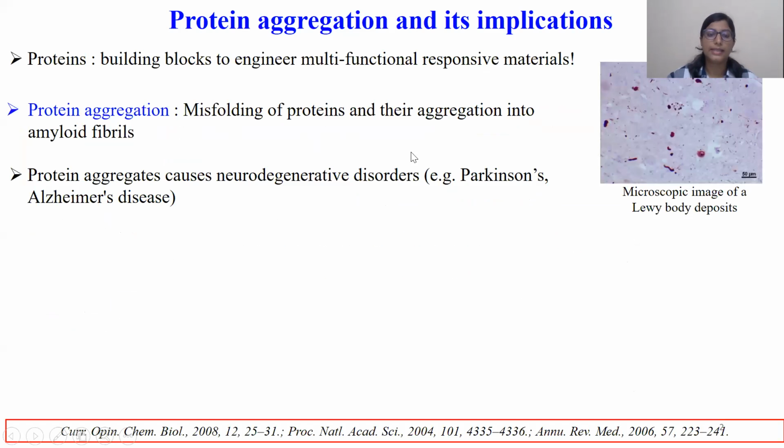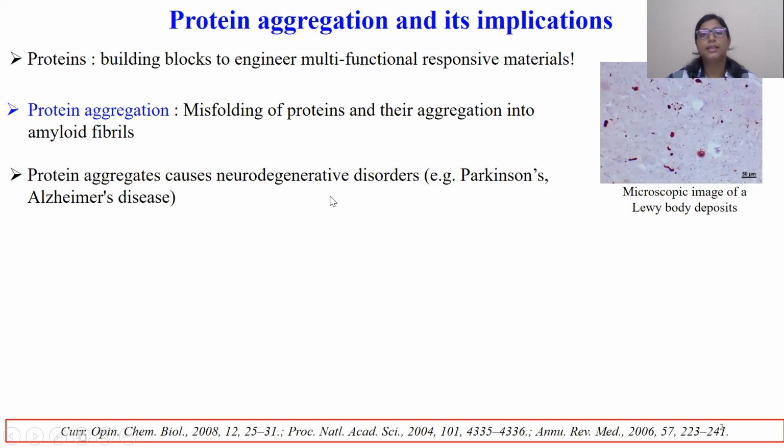You all know that proteins are the most functional building blocks of our body, and because of their unique structural and functional features, they have been used to form different multifunctional responsive materials. But the major challenge of working with proteins is that they are prone to aggregation. Misfolding of proteins leads to aggregation and formation of amyloid fibrils, which are known to be the major cause of different neurodegenerative disorders such as Parkinson's disease and Alzheimer's disease.